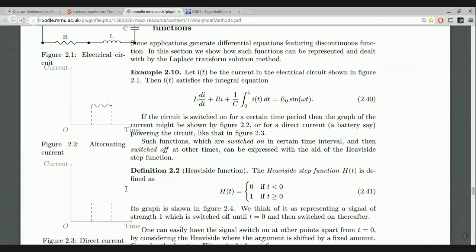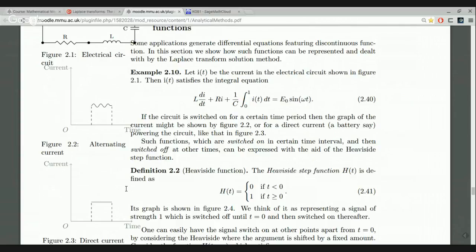And the definition of this function, it's a function that's defined by a couple of cases, depending on the argument. If t is less than 0, it's set to have the value 0. And if t is greater than or equal to 0, it is set to have the value 1. Okay, so that's the definition 2.2 from page 52 there.